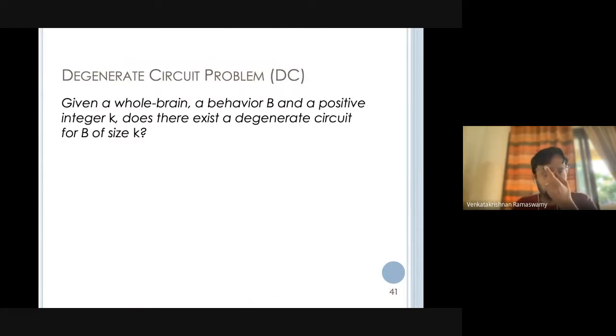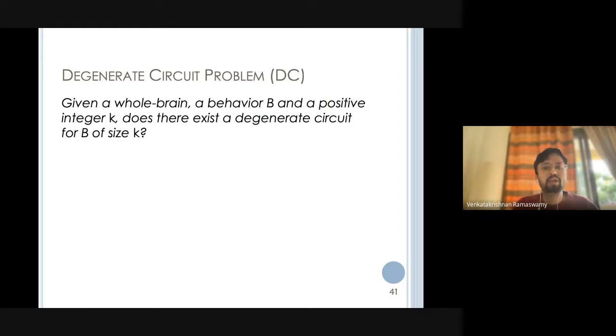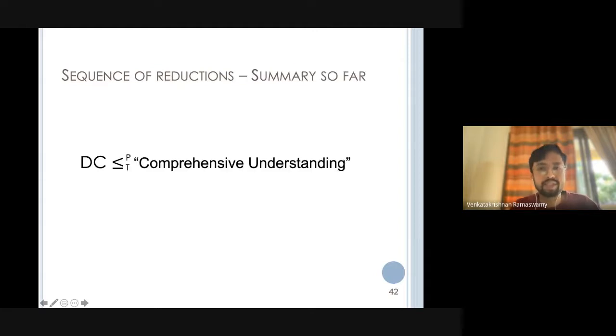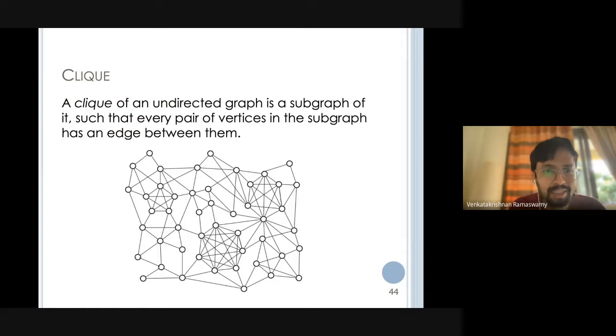Okay, so what's the problem like? Well, the first problem is, given a whole brain behavior B and a positive integer k, does there exist a degenerate circuit for B of size k? All right, again, the claim is that if you comprehensively understand the circuit, you ought to be able to tell if there exists a degenerate circuit of size k, right? Okay, so all of you know about NP completeness, so I'm not going to say anything about it, right? So I'm going to reduce the clique problem to this problem, right?